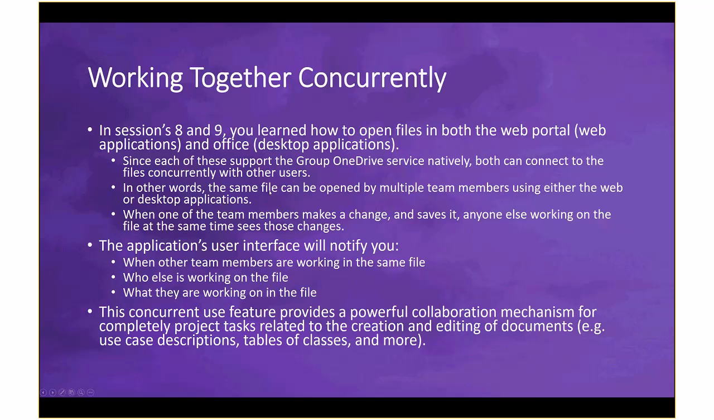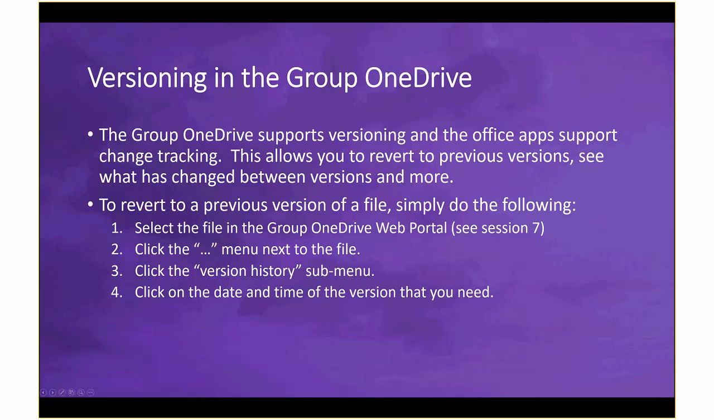We saw that multiple files could be opened at the same time by multiple team members. It can be some combination of all web, some desktop, all desktop. It doesn't really matter. And we saw how the application's user interface would notify you when other people are working on the same file, who's working on the file, and what they're working on inside the file. We saw that this concurrent feature is a very powerful feature of Office 365.